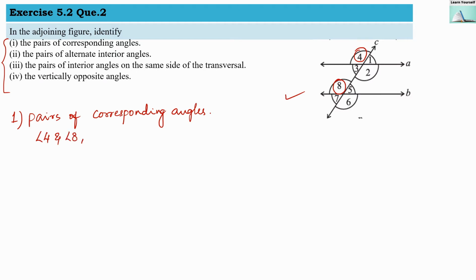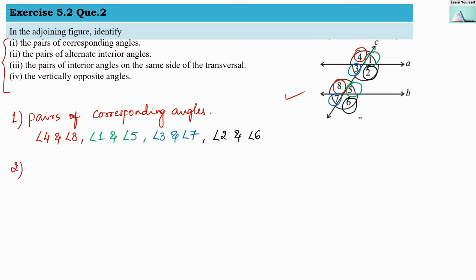Now let us talk about the second pair: angle 1 and angle 5. The next pair is angle 3 and angle 7. And the last one will be angle 2 and angle 6. As you can see, the line will change, but the position of the angles will remain the same. This kind of angles are corresponding angles.